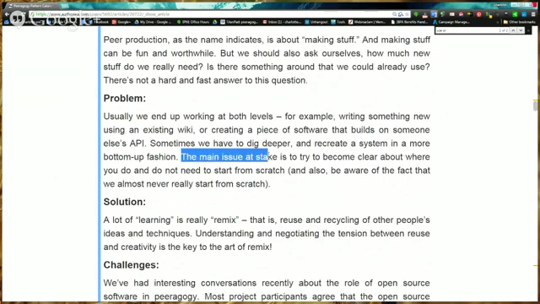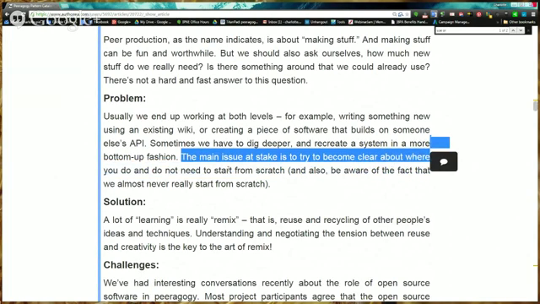So the main issue at stake is to try to become clear about, that's a lot of words for us. Let's just get rid of it. If that is the main issue, then maybe, an issue is always at stake, so you could do without that. I'm going to delete that sentence, and we can always rewrite it a little bit, so I'm deleting it for now.